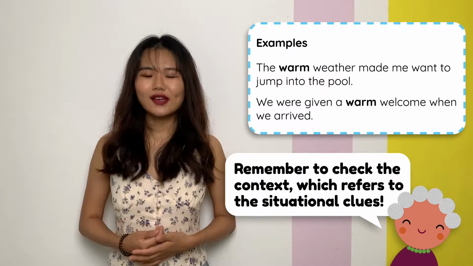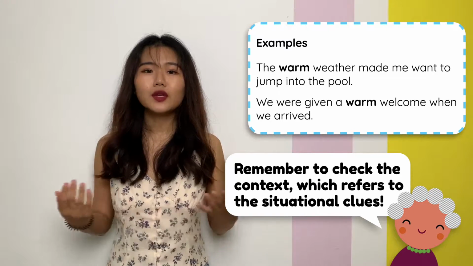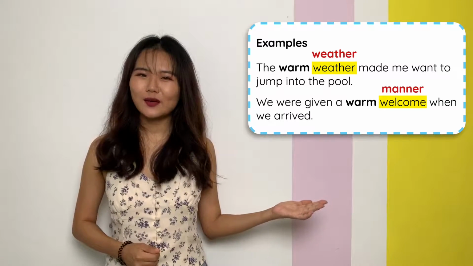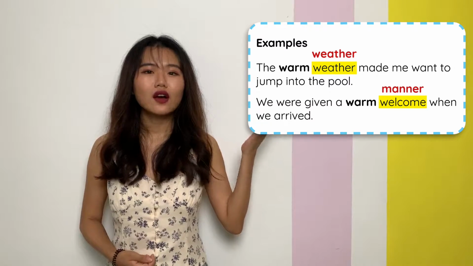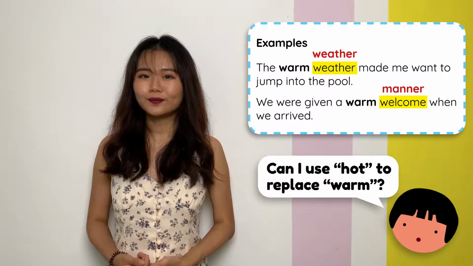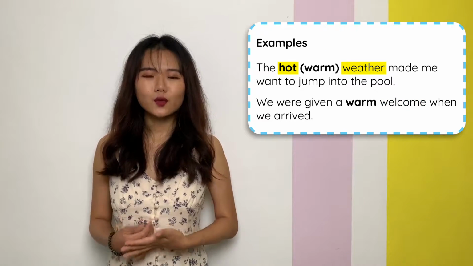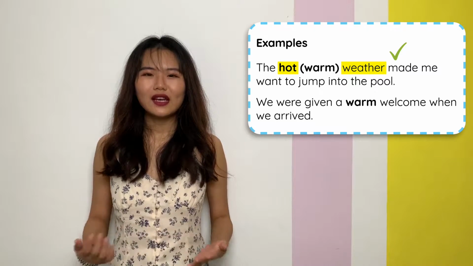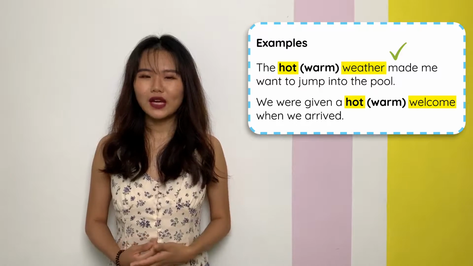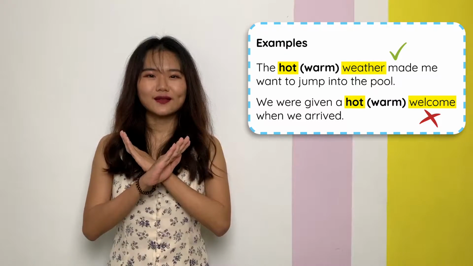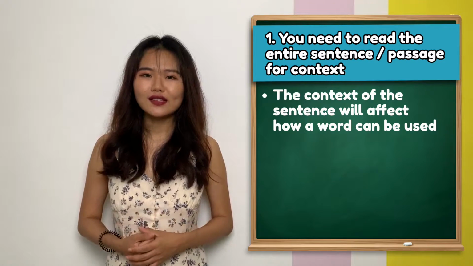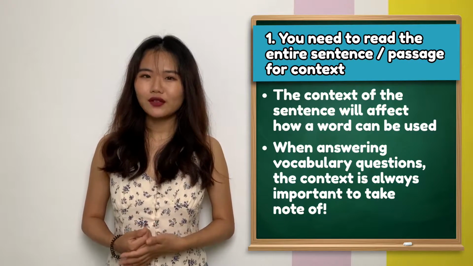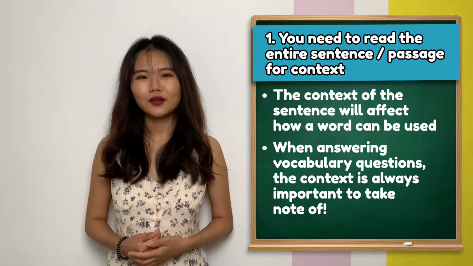We can see that from the context, which refers to the situational clues, the word warm is used differently. The first describes the weather, while the latter describes a manner. For the first sentence, hot is a possible word to replace warm. You will end up with the sentence, the hot weather made me want to jump into the pool, which makes perfect sense. However, can the word warm be replaced by the word hot to become hot welcome? Absolutely not. What we have just seen is how the context can affect whether a word can or cannot be used. This is why, when answering vocabulary questions, the context is always important to take note of.